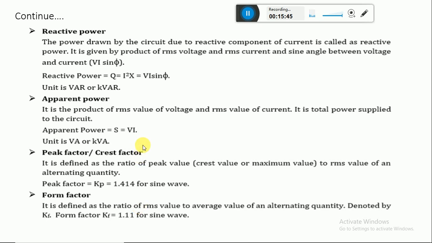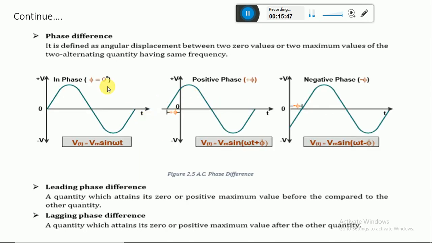The next important term related to AC circuit is phase difference. Now you can see here three different waveforms which are starting at different time intervals. The first waveform is starting from 0. Another waveform is starting with some angle theta, meaning it is behind the reference, and the next is starting above the reference. So this is called phase difference.